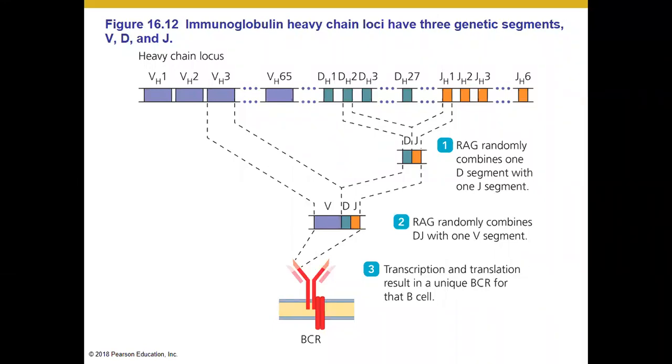What can happen is the RAG enzyme can come in and start randomly combining some of these different segments together. It gives you a wide variety of combinations, and this wide variety is why your body is able to respond to new pathogens even if it's never seen them before. So you are basically putting things together in all sorts of combinations in anticipation of maybe one day seeing a pathogen that triggers or responds to that antibody or that B cell or T cell receptor.